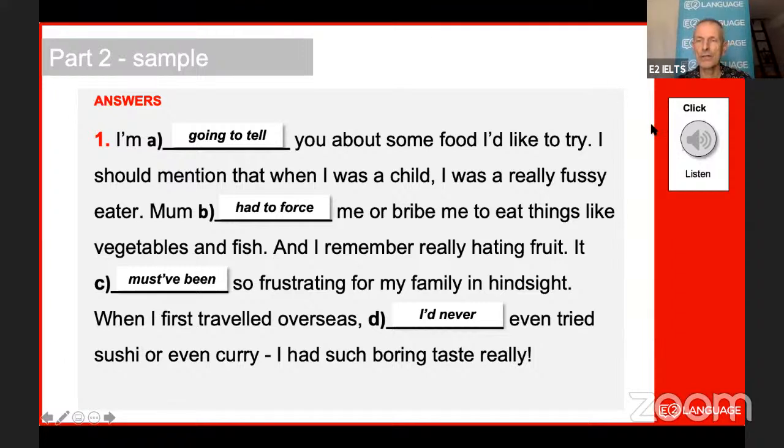All right. Hindsight, in hindsight, means if I think back to what I did then, if I think about it, what I would do now, I would do something different in hindsight. So it's looking back at the past and saying what you would do differently compared to what you actually did in the past.